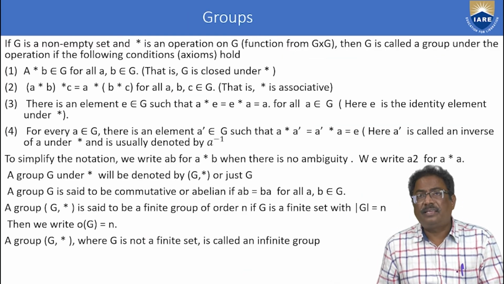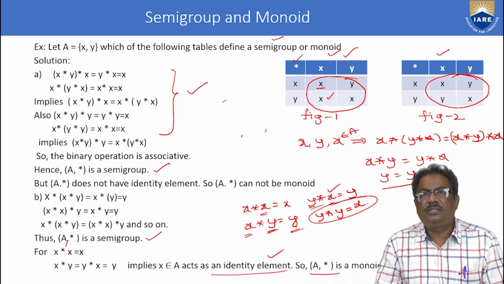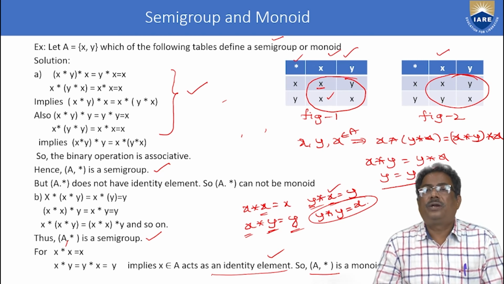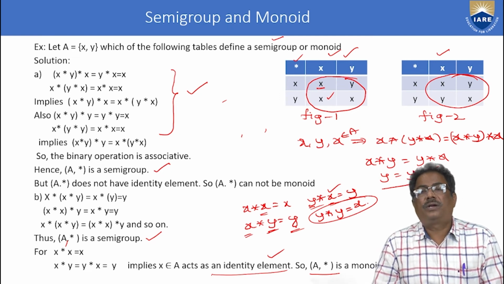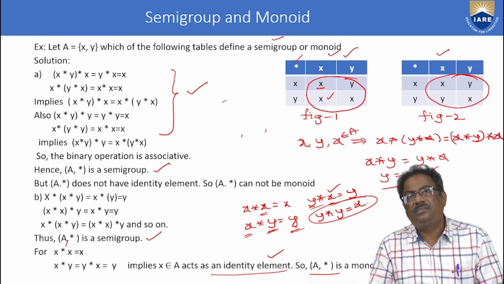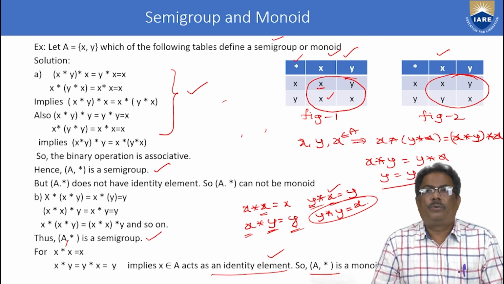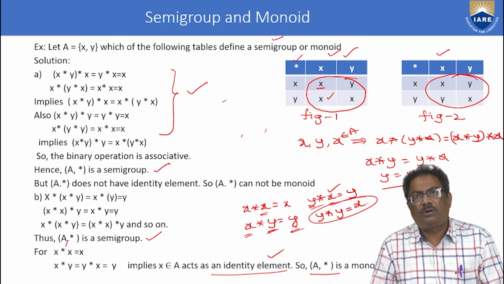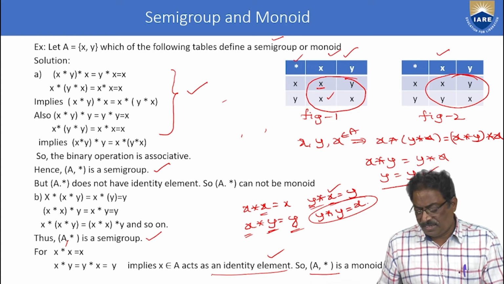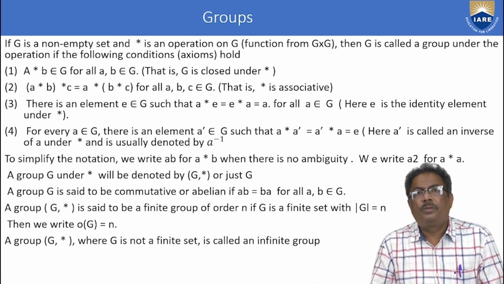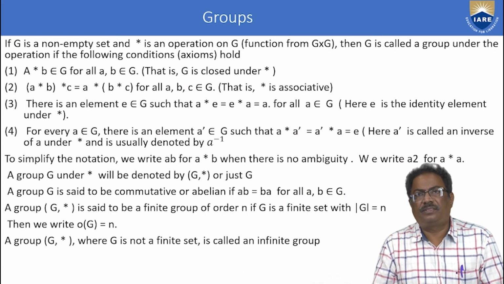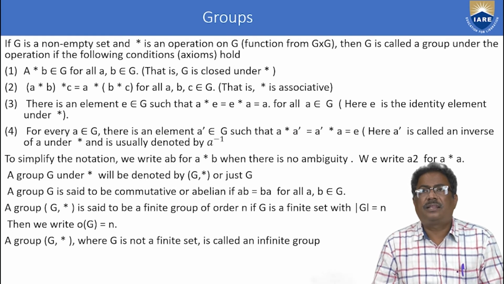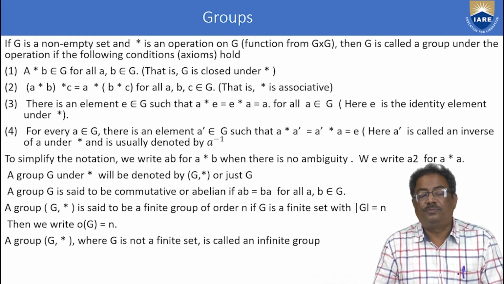So these are the things that we have learned: first, what a binary operation is and what the properties of a binary operation are, and now what a semigroup is and what a monoid is. Now we are going to extend further. Next, another concept will be there, the groups.